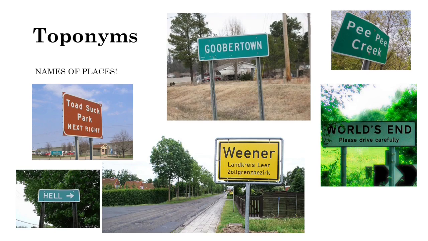It's literally the name of your city, the name of your neighborhood, the name of your state. The United States is a toponym for the country. Earth is a toponym. Mars is a toponym. Goobertown is a toponym. Portland, Maine. Portland, Oregon. Chunky, Mississippi. Toponyms. There you go.